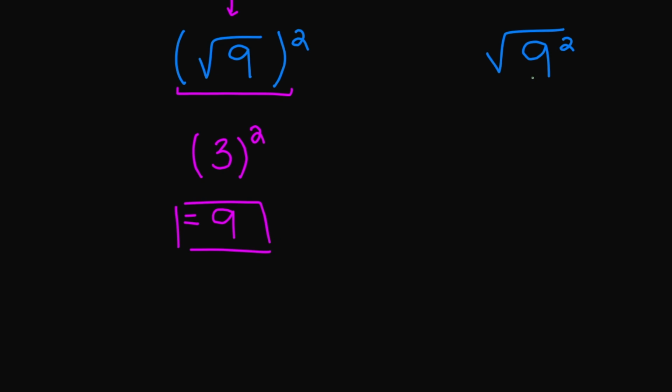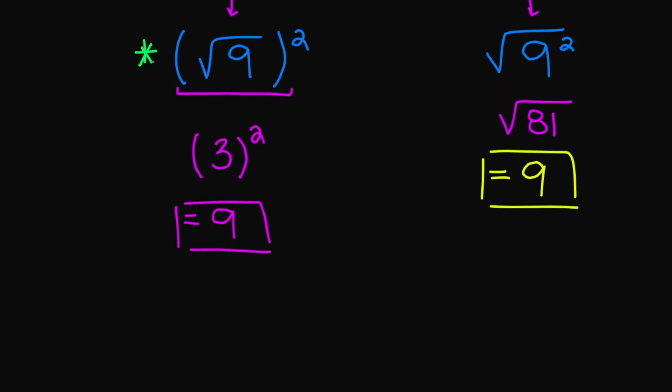Then remember on your right side, you do not have a grouping symbol. However, you have 9 squared under your radical symbol. So 9 squared is going to equal 81. And then the square root of 81 is going to equal 9. So your final answer on the right side is 9.